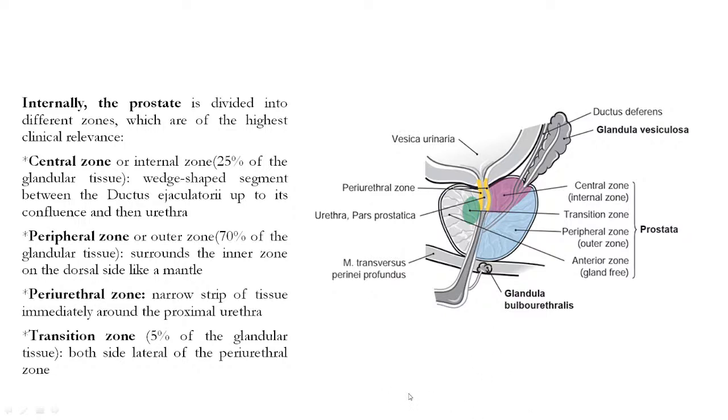Transition zone: on both sides lateral of the periurethral zone. The prostate is divided into the central zone, peripheral zone, periurethral zone, and transition zone. What do you see? Transition zone.